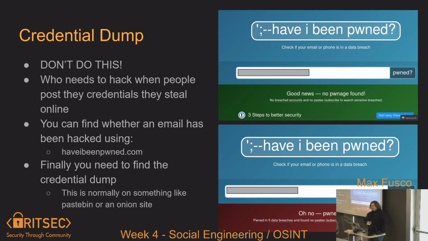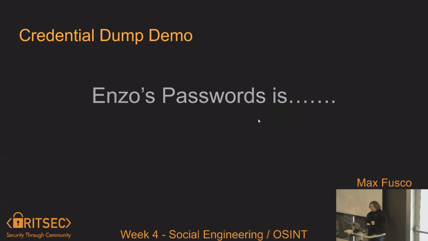To find the actual credential dumps, you're probably going to look on some random Pastebin. It's going to be a lot of searching. You're going to have to go on the dark web. It is generally very sketchy, and unless you have significant legal disclosures saying that you can, don't do this. Don't ever do this. It's super sketchy. You can find a lot of information, but it's not worth it. So going off that, we have a little bit of a demo. We got Enzo's password. It's blocked.